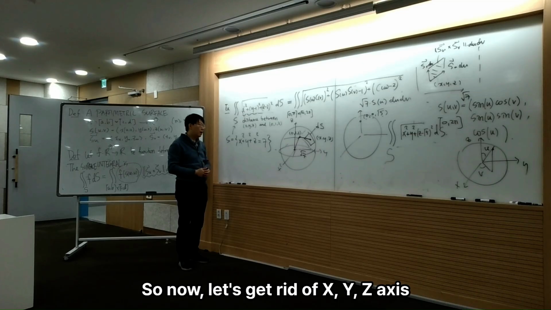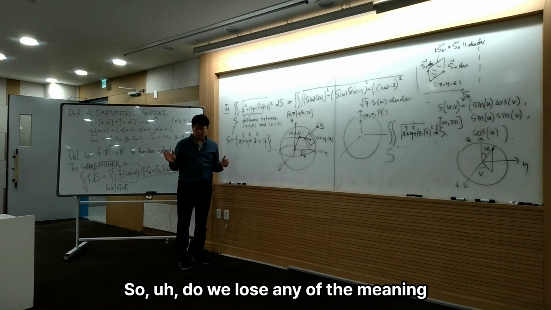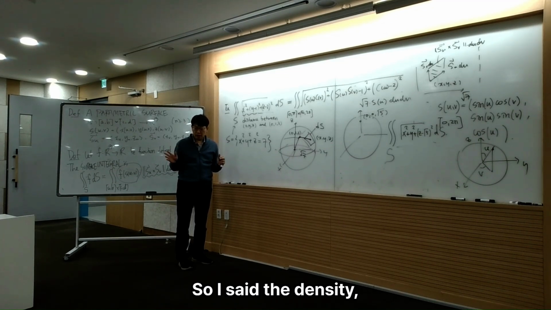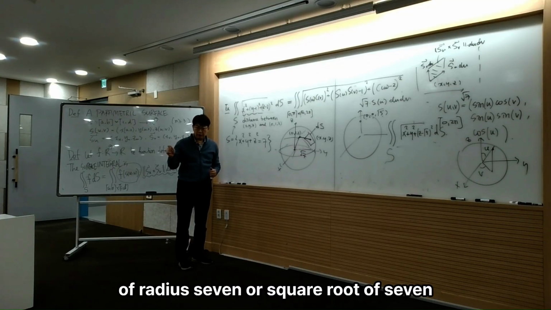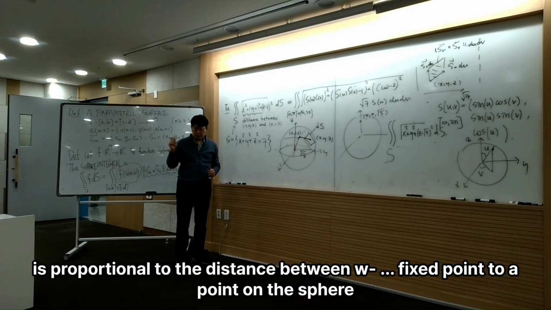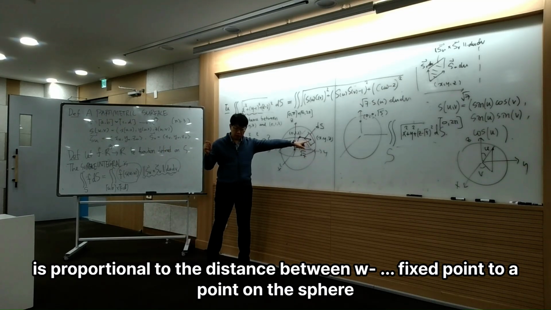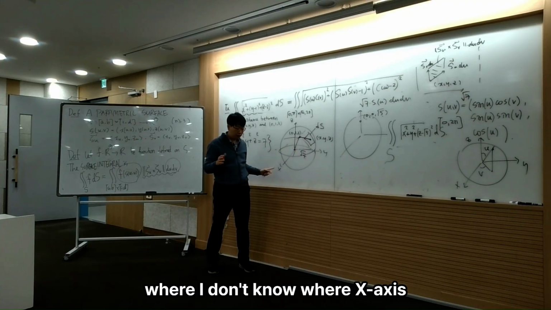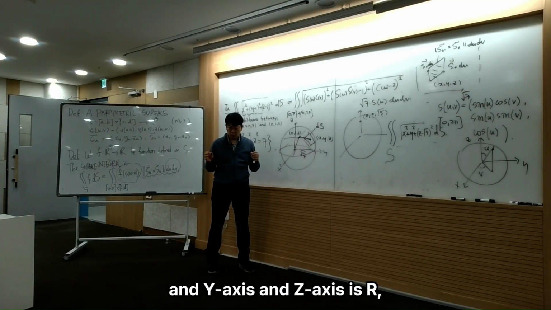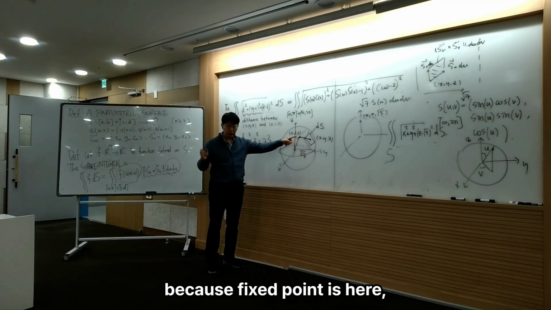Now let's get rid of the x, y, z axes. Let's say we don't have x, y, z axes. Do we lose any of the meaning that I just mentioned? I said the point density on a sphere of radius square root of 7 is proportional to the distance between the fixed point and a point on the sphere. If I don't have any axis information, where I don't know where the x-axis, y-axis and z-axis are, do I lose any of this meaning? No, I don't lose it, because the fixed point is here.